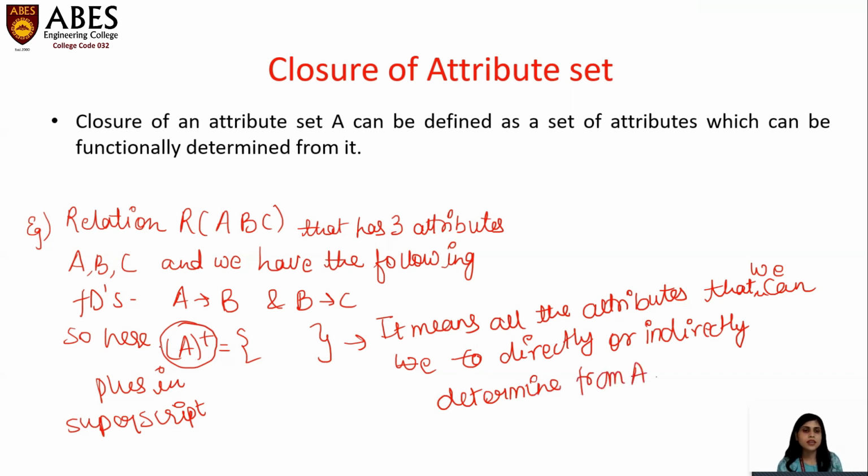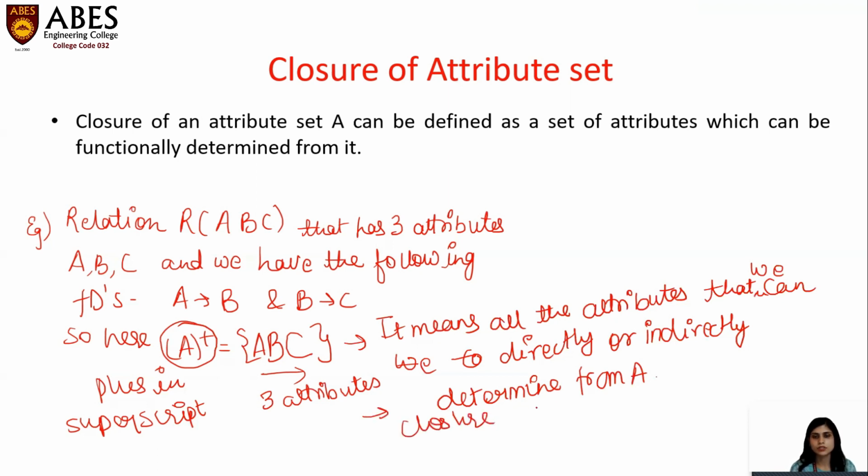If we compute the closure of A, it will contain A itself, and from A we can determine B, and from B we can determine C. As I've already explained, it's a case of transitivity, so from A we can determine C as well. So the closure of A will contain three attributes: A, B, C. This is what is called closure. Here I'm computing the closure of a single attribute, but we can also compute the closure of more than one attribute.